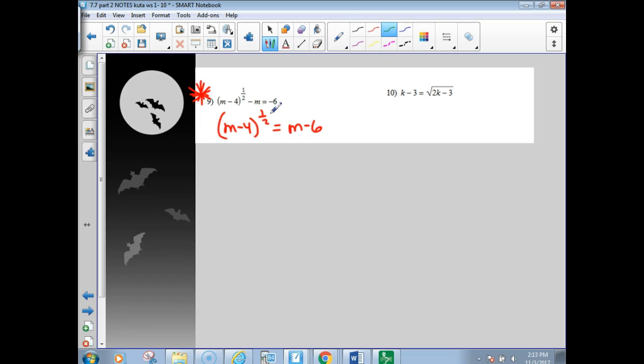All right, now I can square both sides. And now I need to remember that when I square the left, I just drop the radical. They're inverse operations, M minus 4. And then if I square the right-hand side, I do not get M squared minus 36. I get M squared minus 12M plus 36. All right, so that's 0. I get M squared minus 13M and I get 40.